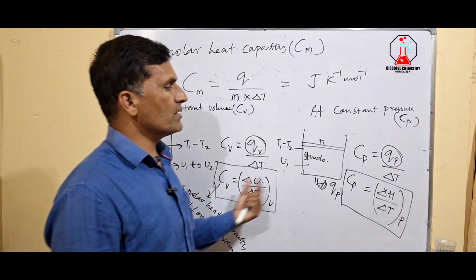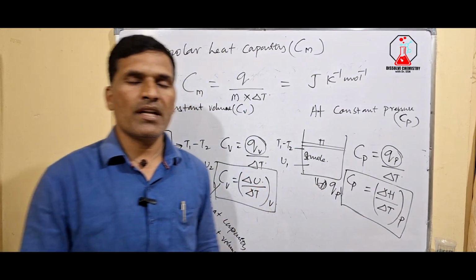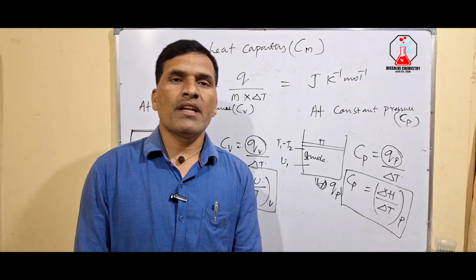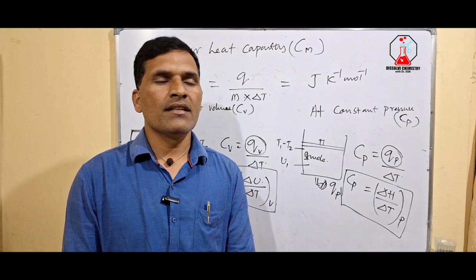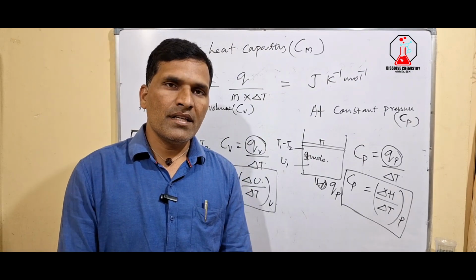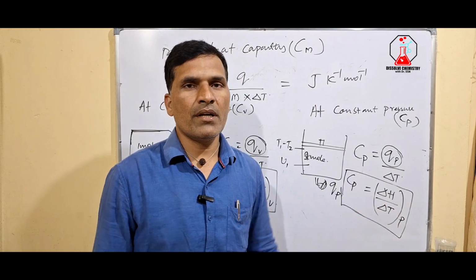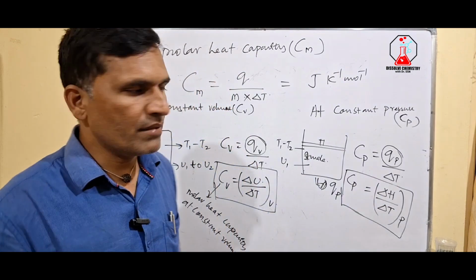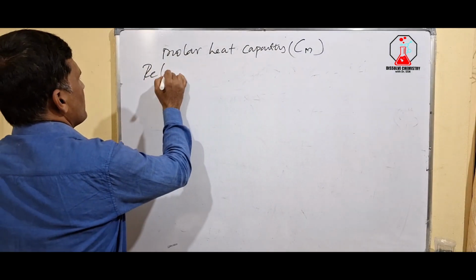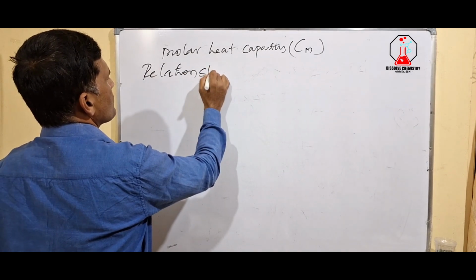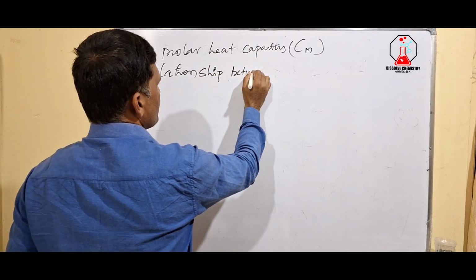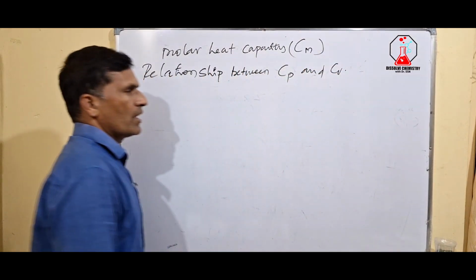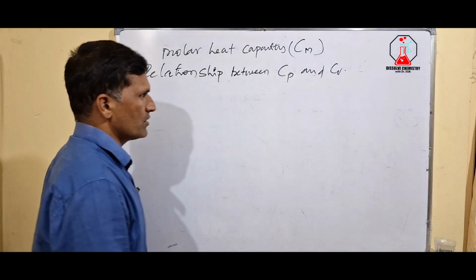Now let us bring the relationship between Cp and Cv. One thing you should remember: Cp for a given gas will always be greater than Cv. The reason is that during the change in temperature it is also doing a certain amount of work. So we will see the relationship between Cp and Cv now. Next topic: relationship between Cp and Cv, molar heat capacity at constant pressure and molar heat capacity at constant volume.